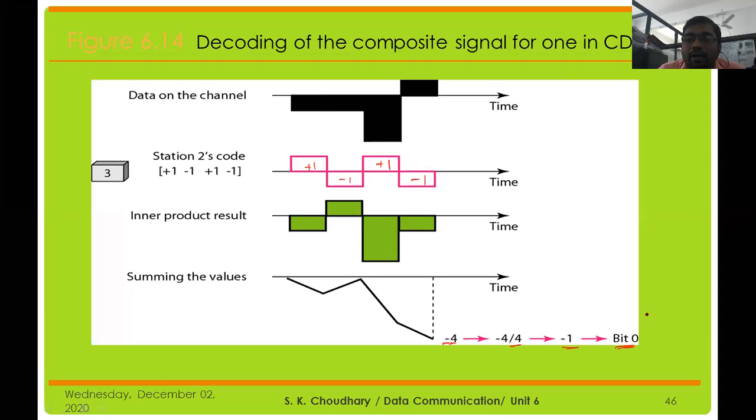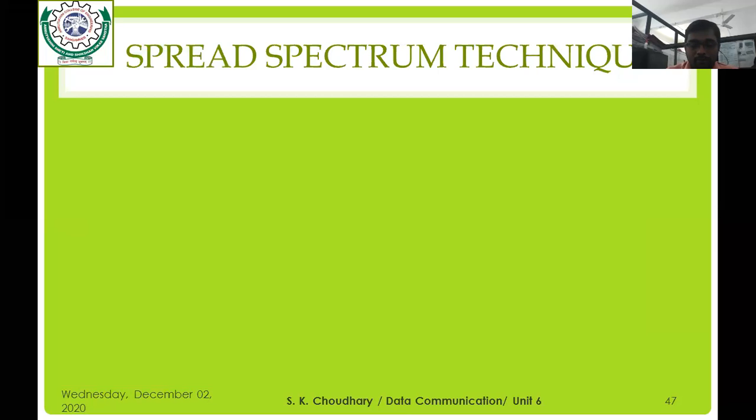In this way we have sent that bit 0 from the transmitter, and then it would be decoded at the receiving end. So this is all about code division multiple access, how the data has been transmitted through the CDMA technique. Now we move to the next topic, that is the spread spectrum technique.